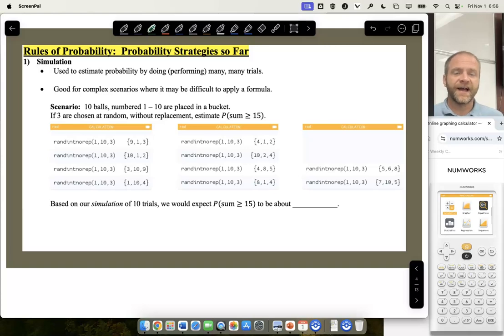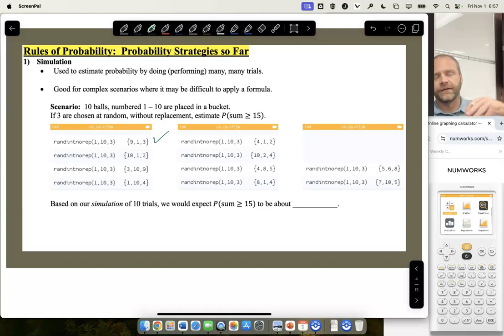And so I had the screen captures from the NumWorks calculator here where I did a simulation where there's 10 balls, number 1 through 10, placed in a bucket, shaken thoroughly, and I choose 3 at random without replacement. What's the probability of having a sum greater than or equal to 15? Each one of these is me having the 10 balls in the bucket, reaching in, grabbing one, reaching in, grabbing another, reaching in, grabbing another, recording what those numbers are, and that's trial number 1 right here.